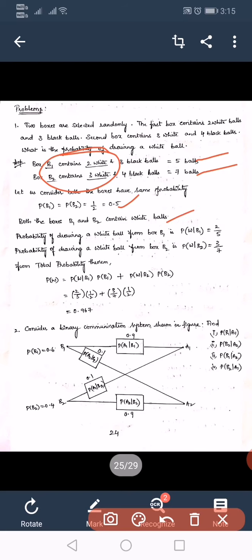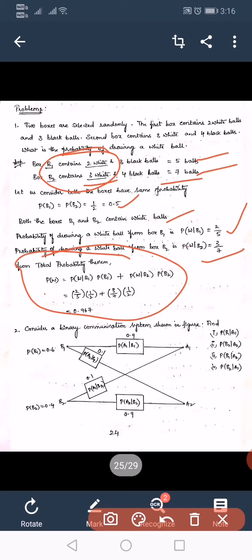The probability of drawing a white ball from the first box is P of W given B1, it is 2 by 5, and the probability of drawing a white ball from the second box, which has 7 balls with 3 white, is 3 by 7. Now the total probability is P of W equals P of W given B1 into P of B1, plus P of W given B2 into P of B2. So substitute these values, you will get 0.967.